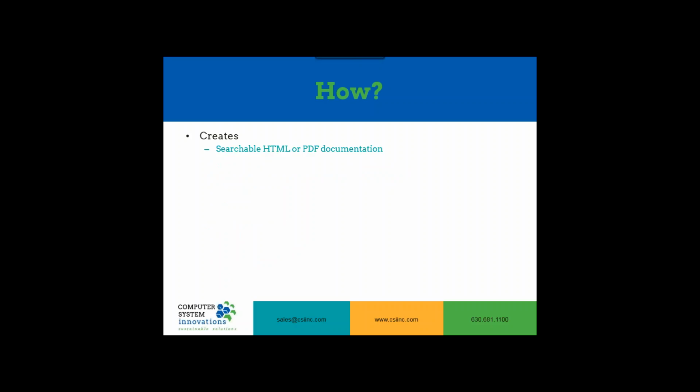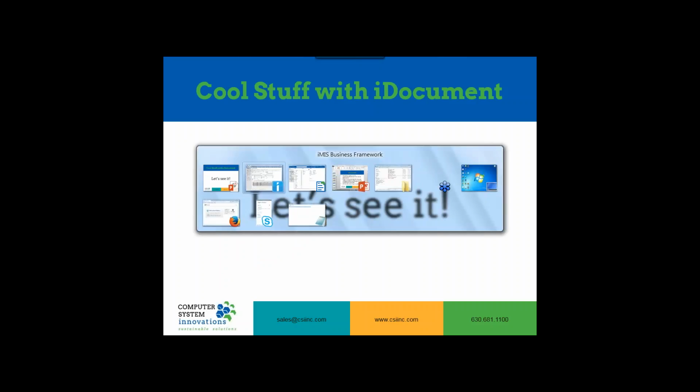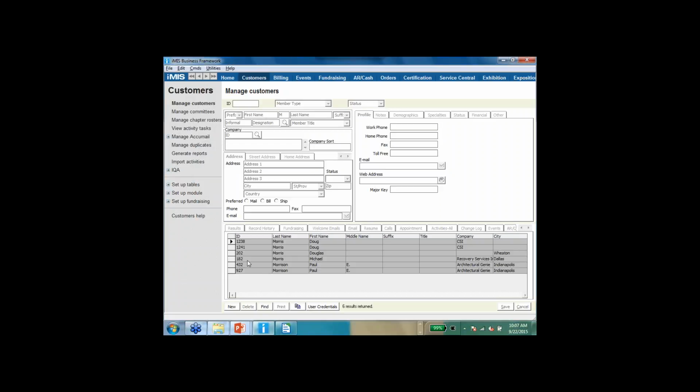So what do we do? We create a searchable HTML document. It can also be PDF if you like. We store all this information. That document can be dropped anywhere you like, on your server, on your intranet, your wiki, or even right on the iMIS homepage. You could have all your documentation right there. So let's see some cool stuff here. I'm going to show you what we see happening occasionally.